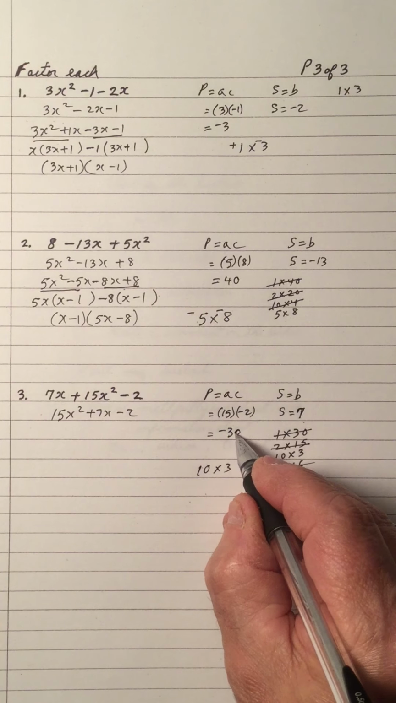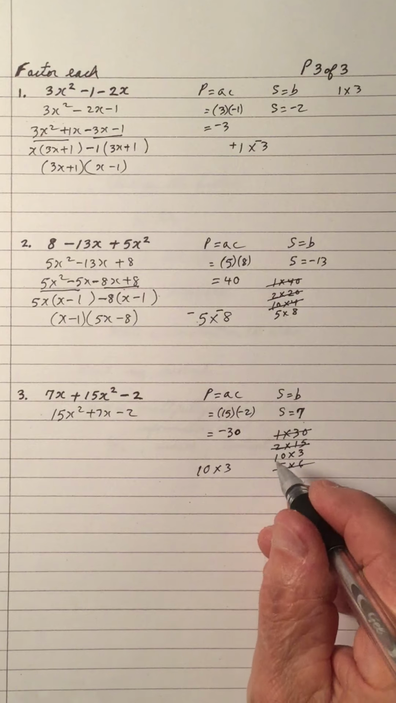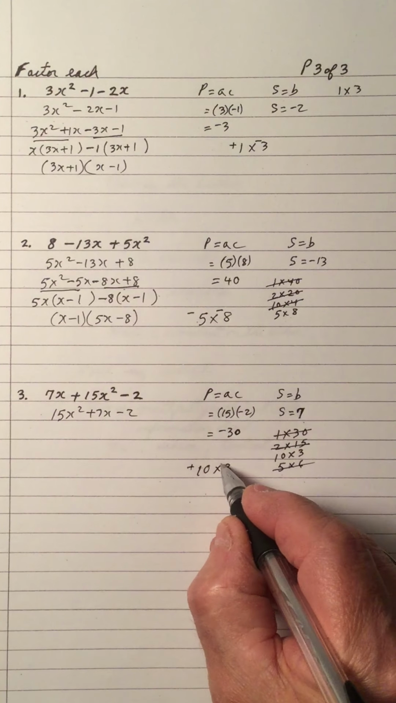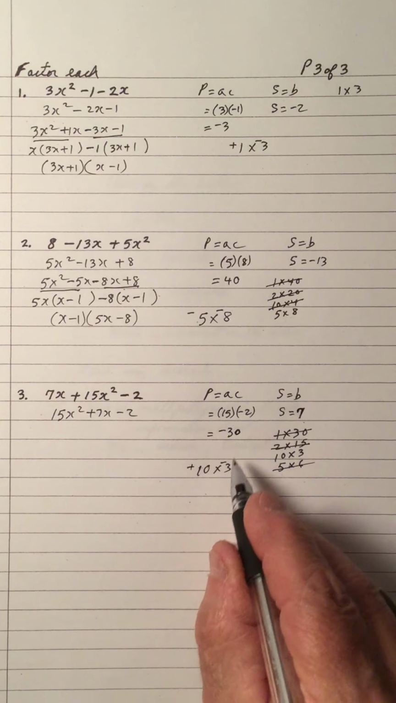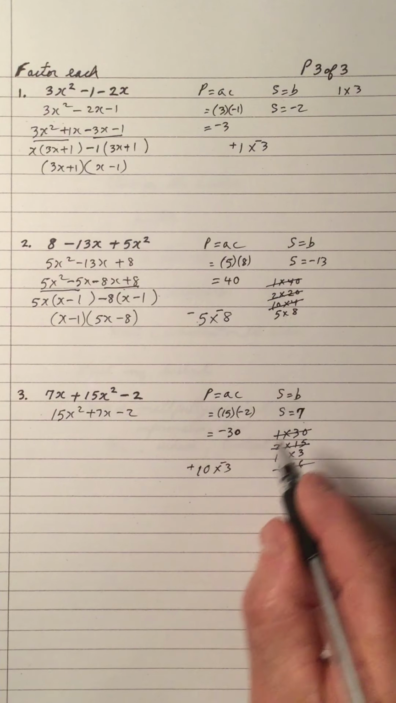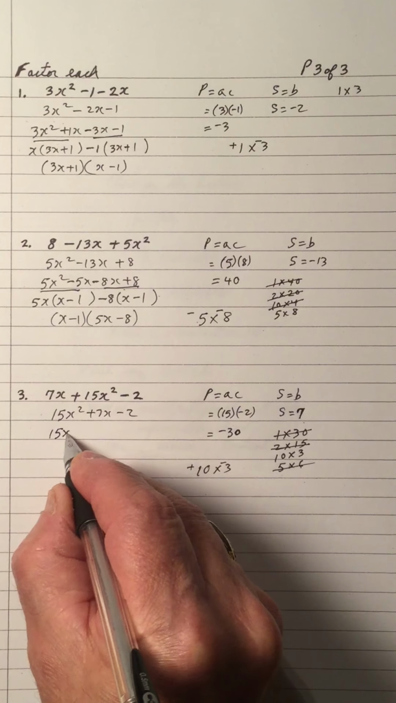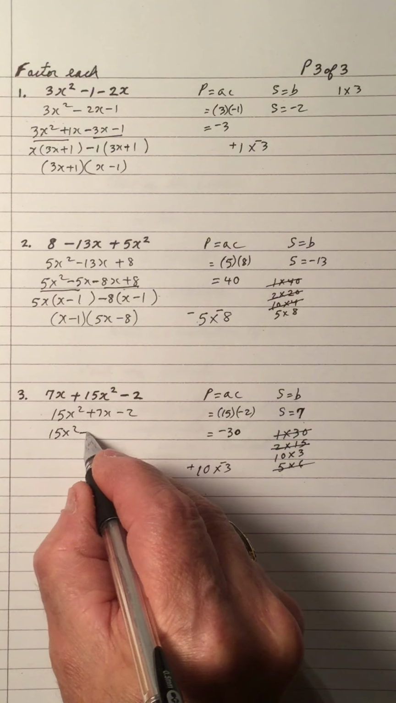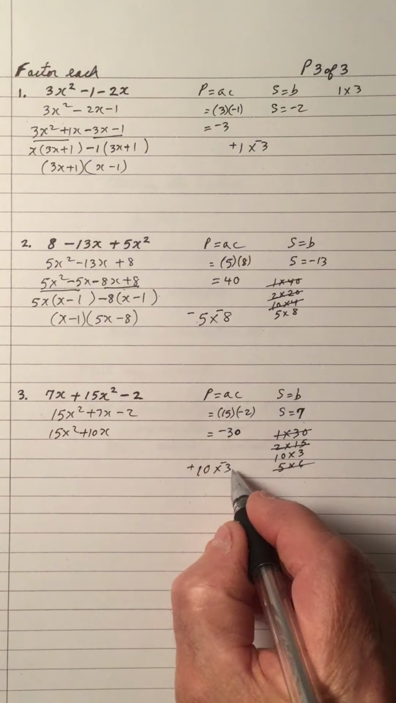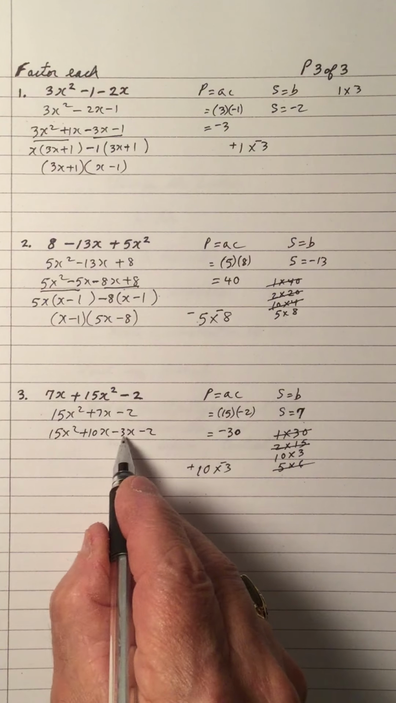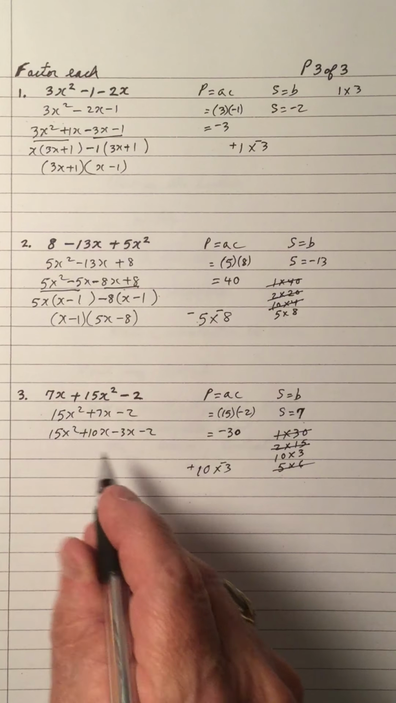But the product is negative 30. That means a plus and a minus. That means the larger factor is going to be positive. So positive 10, minus 3. Multiply to negative 30, add to 7. And those two factors go in the middle: 10 with an x and a minus 3 with an x. And if you add, you get plus 7.